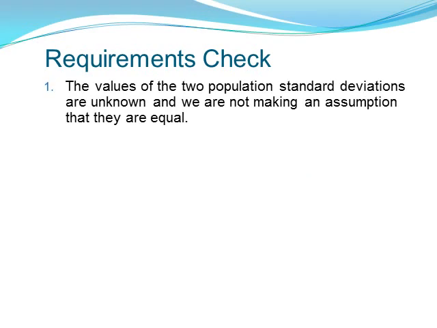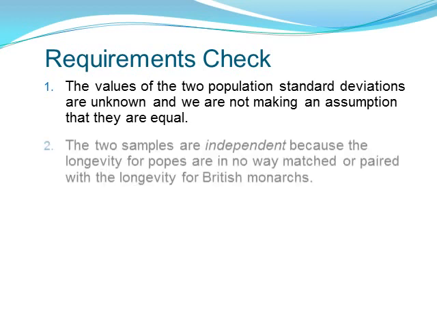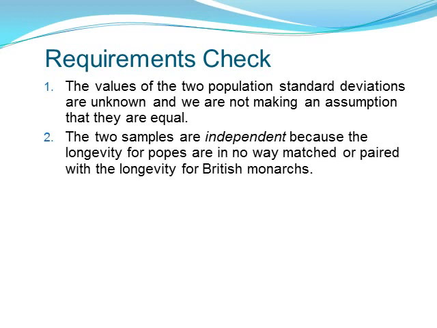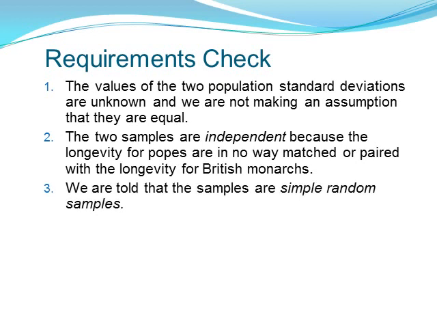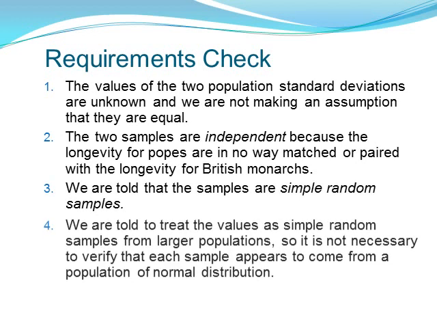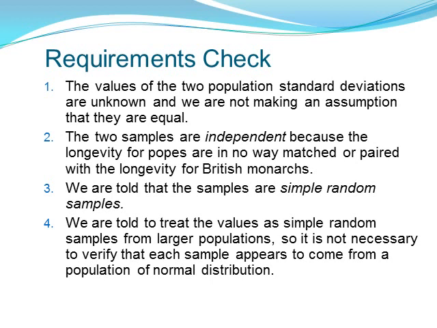First, the values of the two population standard deviations are unknown, and we're not making an assumption that they're equal. The two samples are independent because the longevity for popes are in no way matched or paired with the longevity for British monarchs. And we're told that the samples are simple random samples, and we want to treat the values as simple random samples from larger populations. So it's not necessary to verify that each sample appears to come from a population of normal distribution. So for us, the requirements are satisfied, and we can proceed with the hypothesis test.